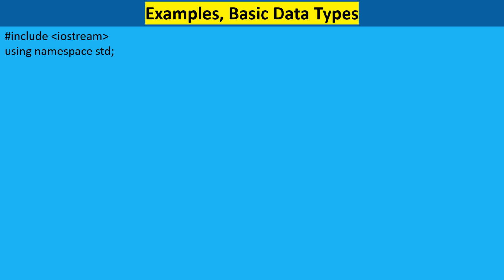Example: basic data types. We include iostream, which is a preprocessor directive that includes the iostream library for input and output operations, cout or cin. The using namespace std statement allows using standard library components without needing the std prefix. And int main is the entry point of the program, where all execution starts.